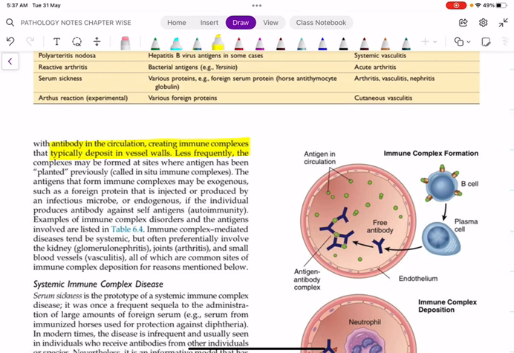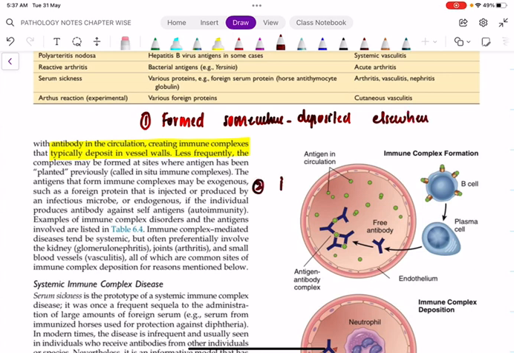Remember, usually this may be of different mechanisms. Like in type 2 hypersensitivity reaction, I told you it may be due to opsonization, antibody mediated, or complement mediated. Here also we have some different types. Number one, the immune complexes may be formed somewhere and deposited elsewhere.